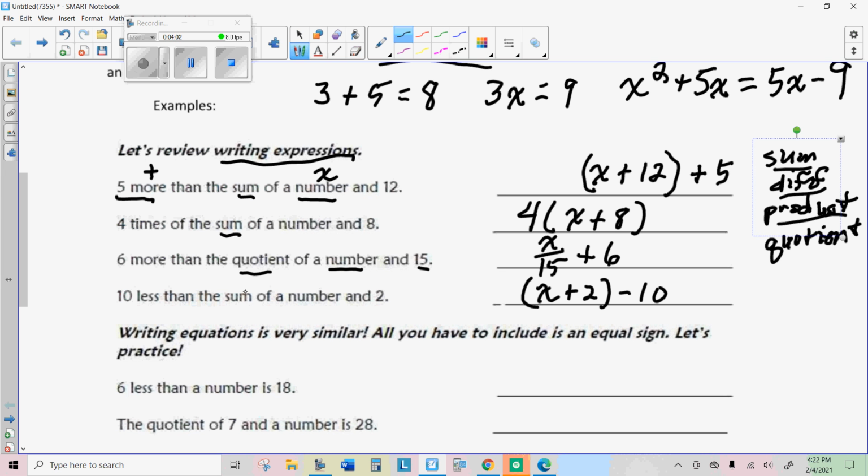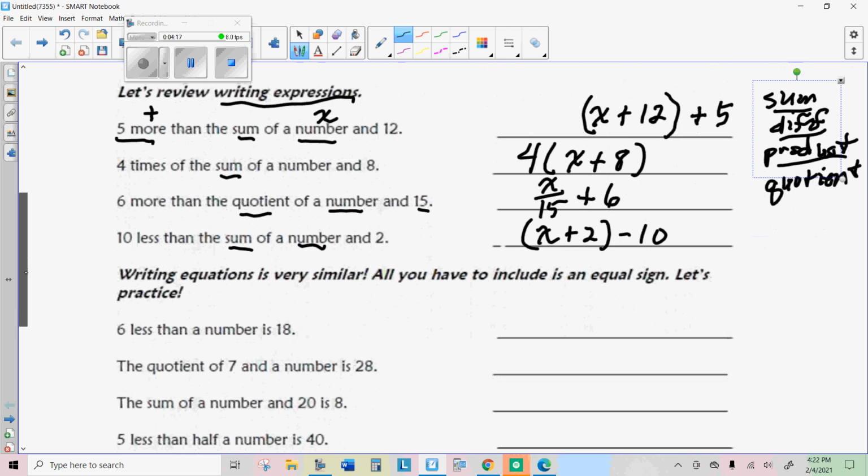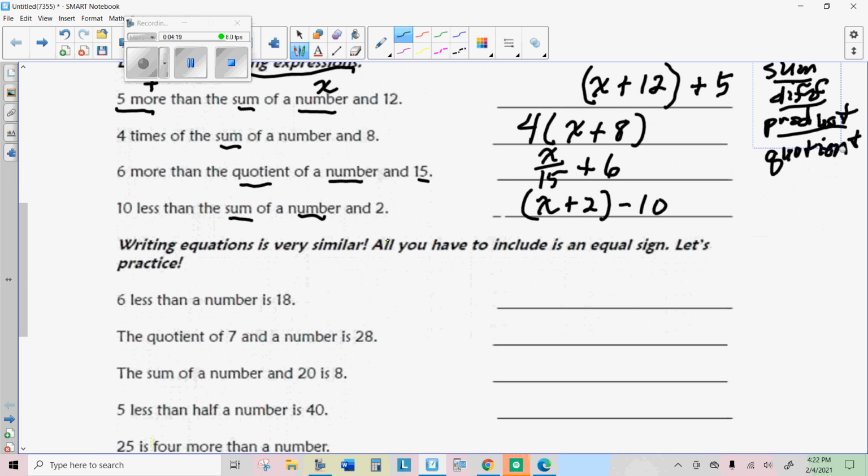Again, when you saw the word sum, you should have put two things in parentheses, the number you're seeking and 2. And to get 10 less than something, you have to subtract 10 after. Addition doesn't matter because addition is commutative. You can do it either way, but subtraction matters. It can only be done one way. If you do it backwards, you'll get the opposite of what you want.